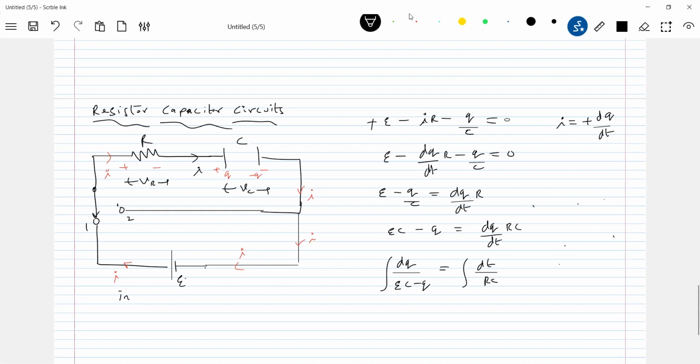Initial charge across the capacitor is 0. We'll assume initial charge across the capacitor is 0. So at t equals 0, what is the charge across the capacitor? 0. At any instant of time, let q be the charge. So this will become minus log of (EC minus q) equal to t by RC, where RC I'll call lambda, this is called the time constant of the circuit.